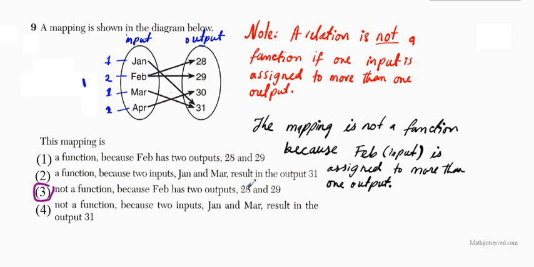February has 2 outputs, okay? Functions assign one input to exactly one output. So an output can have 2 inputs, but an input cannot be assigned to 2 outputs.